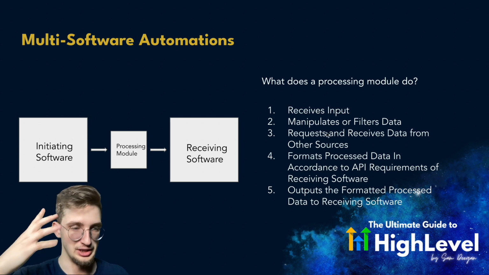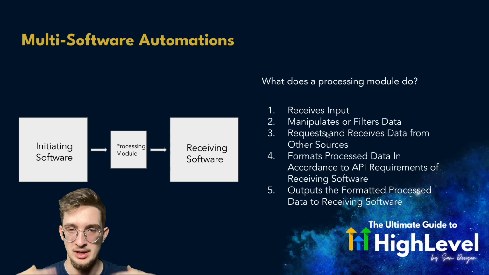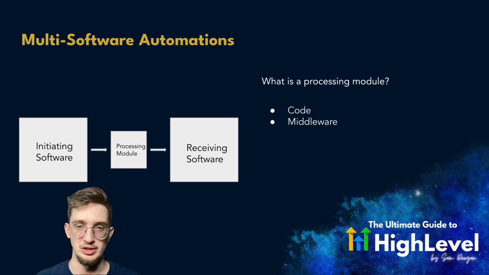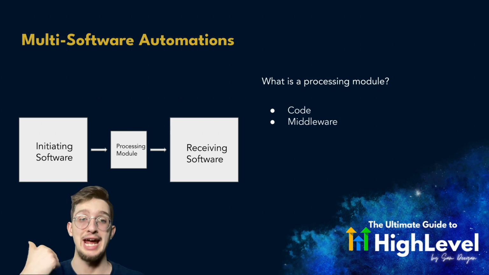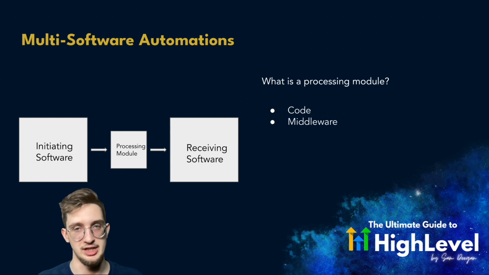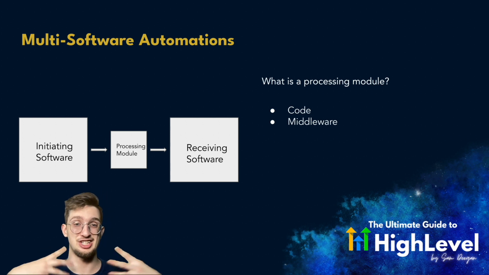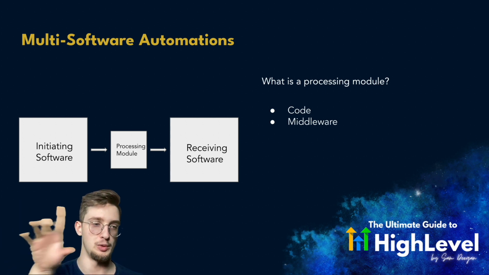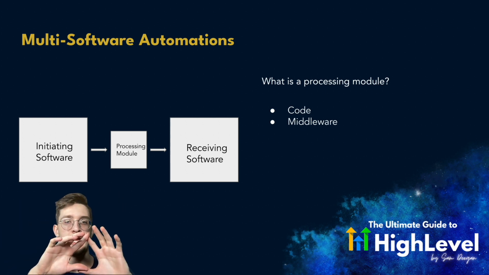Okay. Now this is a little bit heady, but we're going to make it. So what exactly is a processing module? As we know, Zapier can be a processing module. What else could it be? Well, it could be code as well. And there are other things called middlewares. So Zapier is a middleware. So is Integromat, and so is Pabbly.